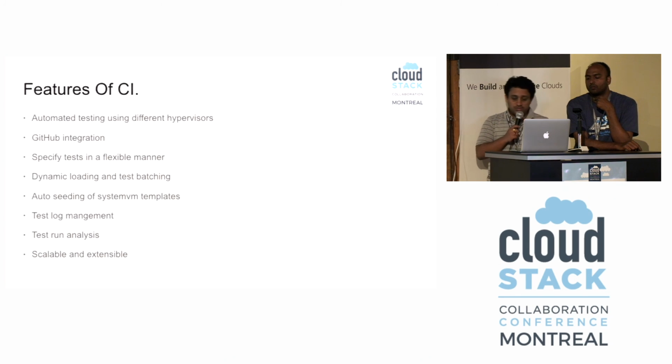And then auto seeding of system VM templates. While setting up the CI, you just tell it where to get the system VM templates for a given version of CloudStack. It will pull the system VM template from there and seed it so that the proper version of system VMs are getting launched.